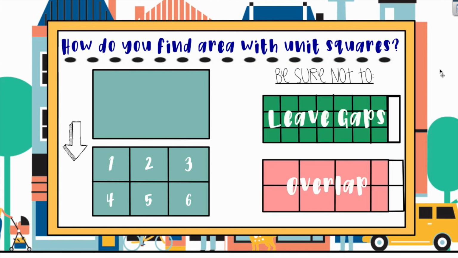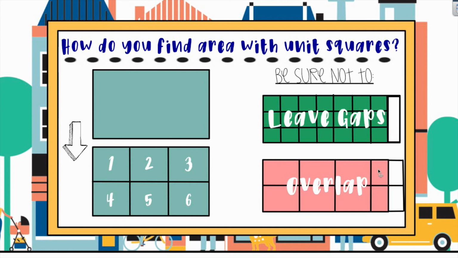Okay, whenever you're doing area with unit squares, there's some no-nos that you cannot do. If you do these things, it won't be accurate. So one thing is you can't leave gaps. So if I was filling in a shape with my unit squares, I would have to fill in the entire shape and I can't leave anything out. So any part of that shape that's not covered by a unit square, it's not going to be an accurate measure of the area of the shape.